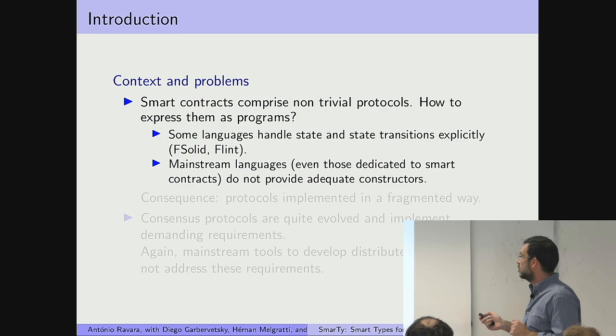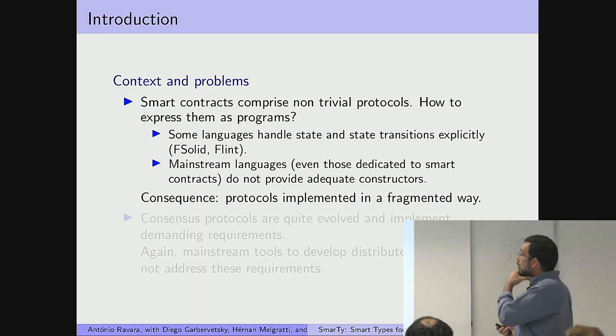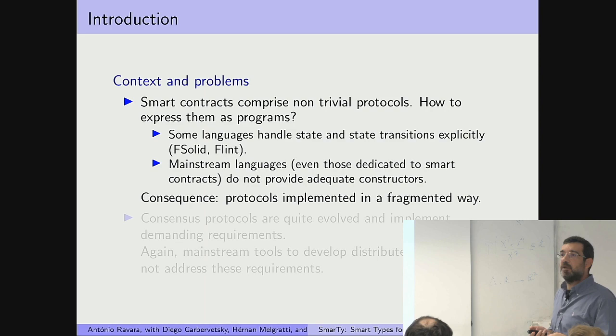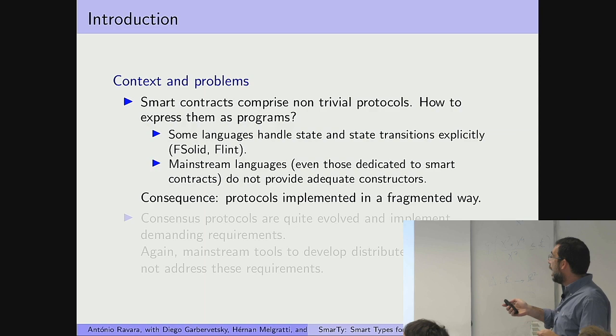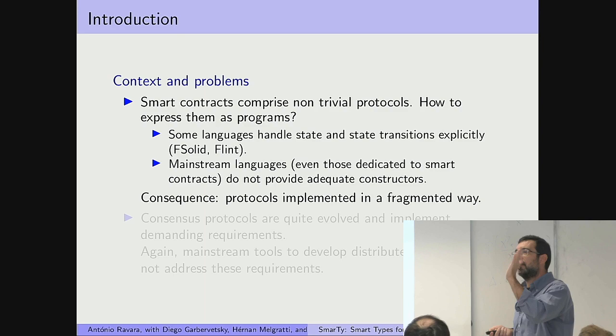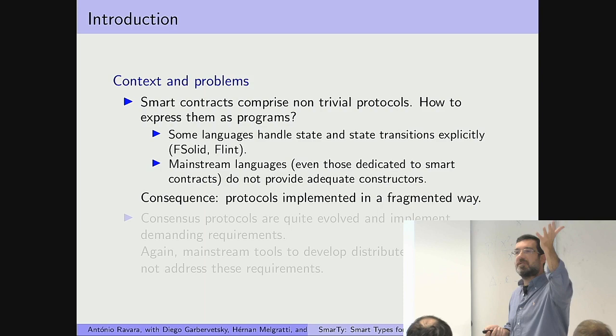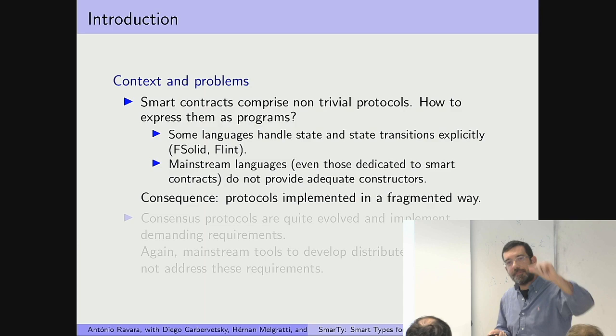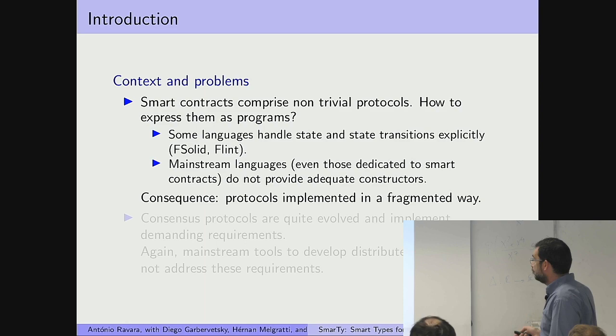And moreover, there is this notion of typestate that connects the idea of protocol to the states of a program. Many times in approaches like FSolidM or Flint, the consequence is that the protocols are fragmented. When you just look into the states, preconditions and postconditions, you're chopping your protocol horizontally. And somehow you lose the idea of executing it and understanding which paths are valid and what should happen. Also in consensus protocols, we have again protocols with several participants.